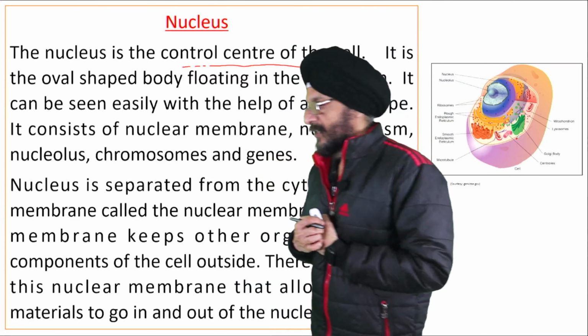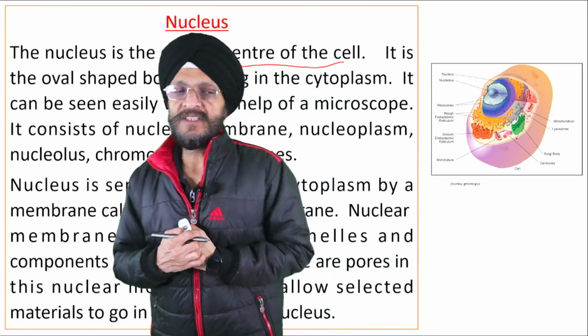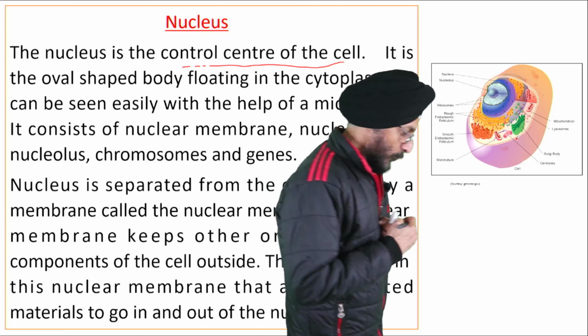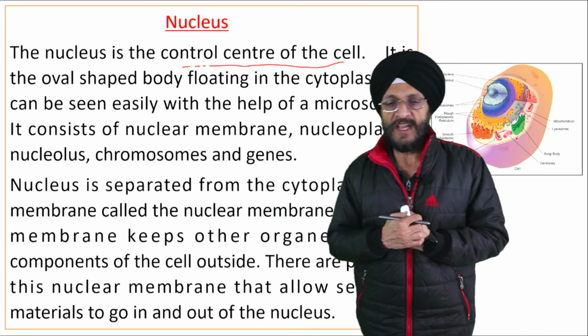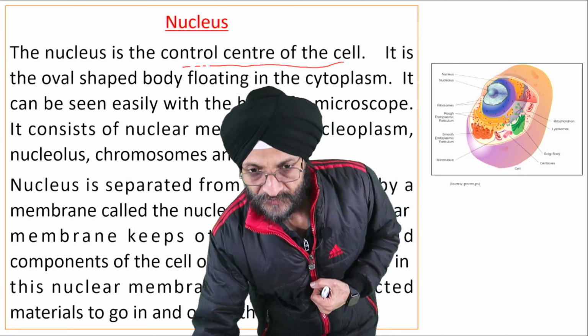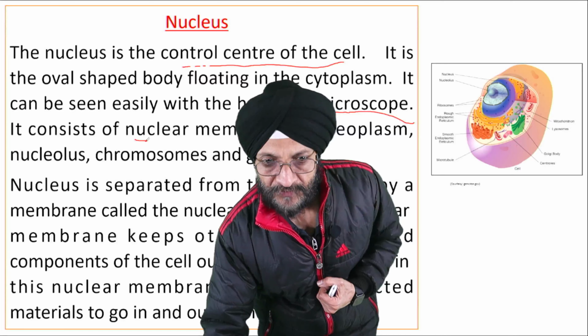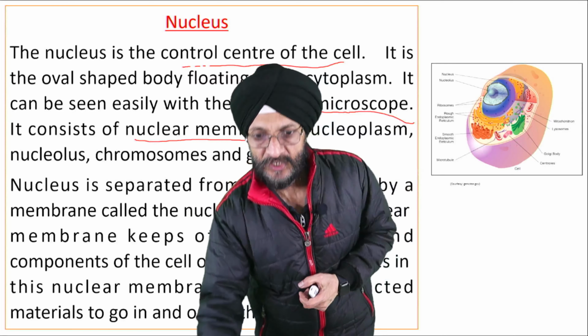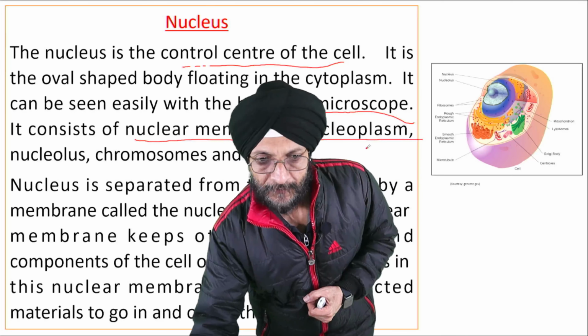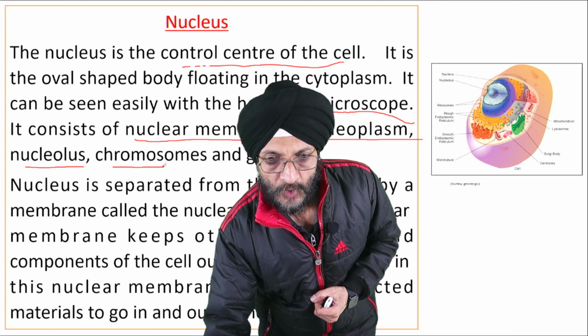It is not possible to see the nucleus with the naked eye. To see the nucleus, we have to take the help of a microscope. Nucleus consists of nuclear membrane, that is outer covering, nucleoplasm, nucleolus, and chromosomes.